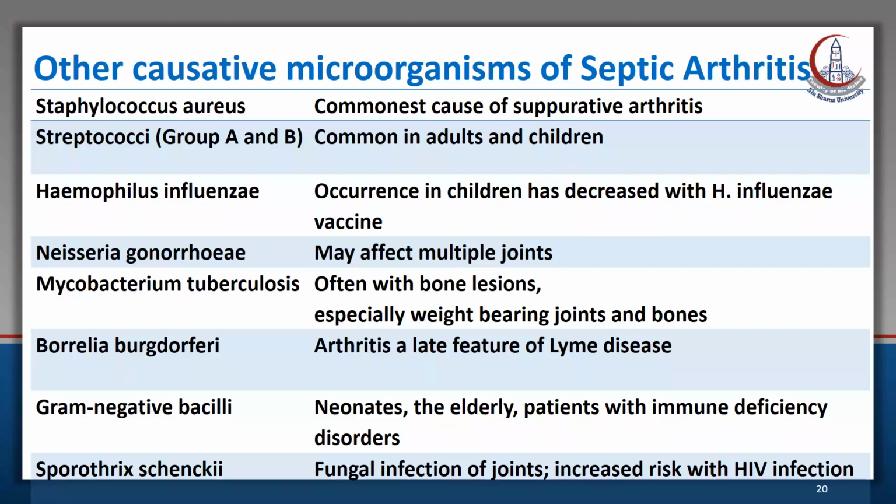Mycobacterium tuberculosis, often with bone lesions, especially weight-bearing joints and bones. Borrelia arthritis, a late feature of Lyme disease. Gram-negative bacilli, maybe in neonates, and in elderly patients with immune deficiency disorders.